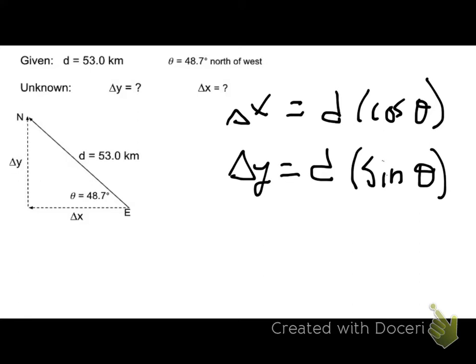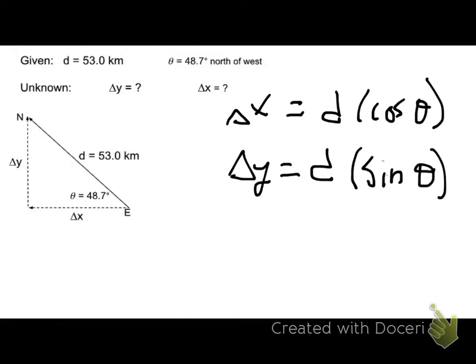It is easy when working these problems, especially when the first one you see is set up like this, to assume that cosine will always be used for the x component and sine will always be used for the y component, but it's not always set up that way. So make sure that you are actually looking at where is the angle that they gave me, what is the opposite leg, what is the adjacent leg, and make sure you're using the right function for the right displacement.